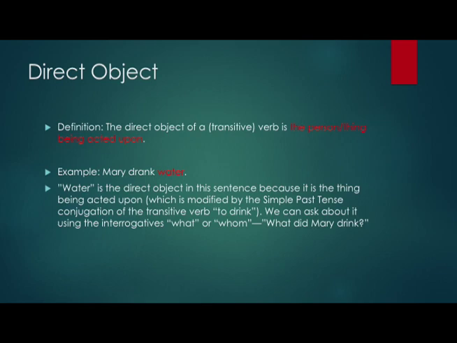Okay? So we could ask about the direct object by using the interrogatives what or whom. What did Mary drink? Whom did Mary see? Those are how we ask about direct objects.